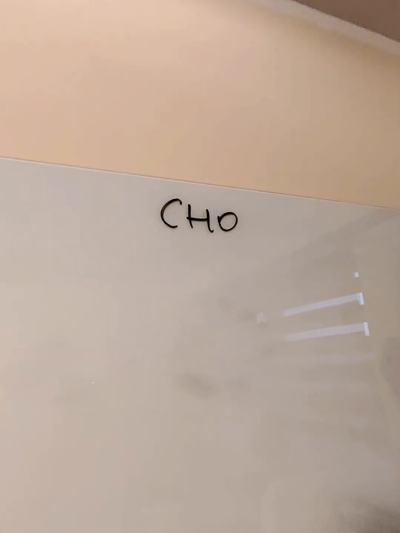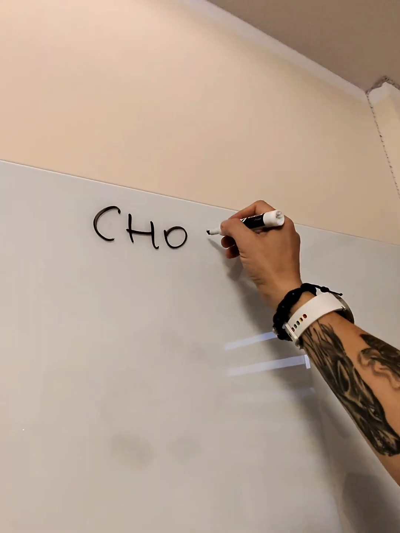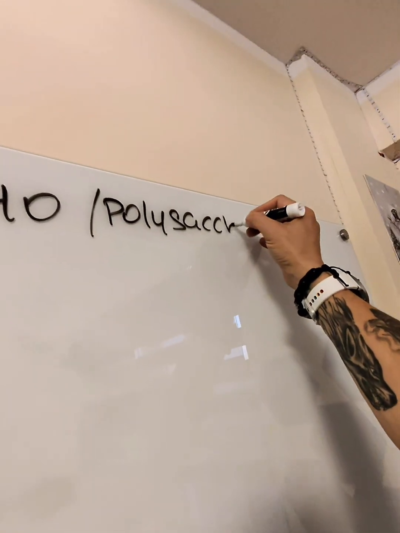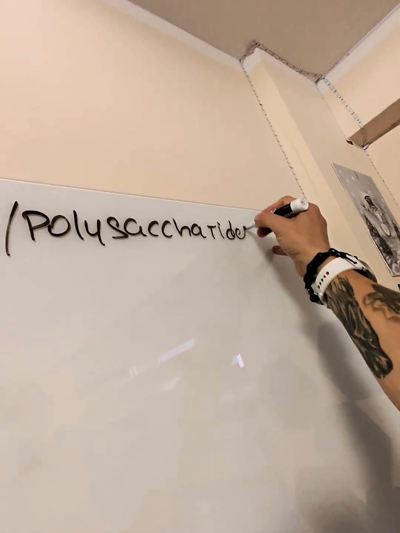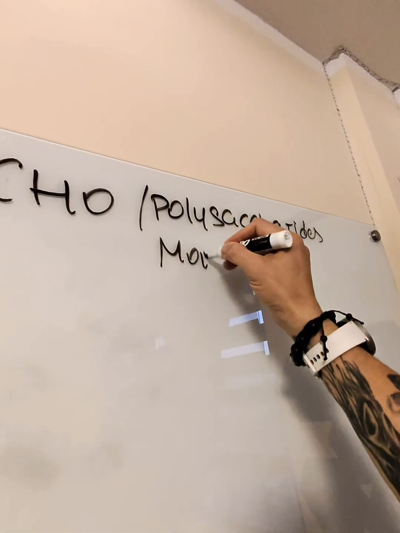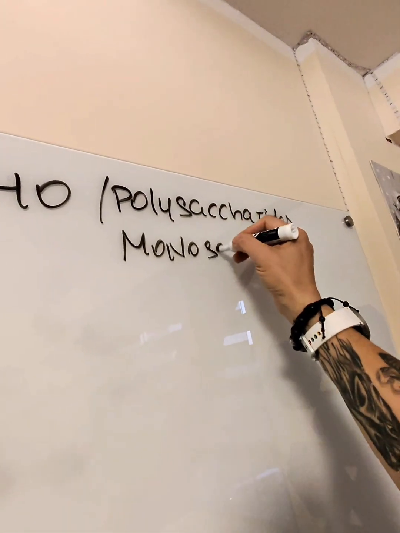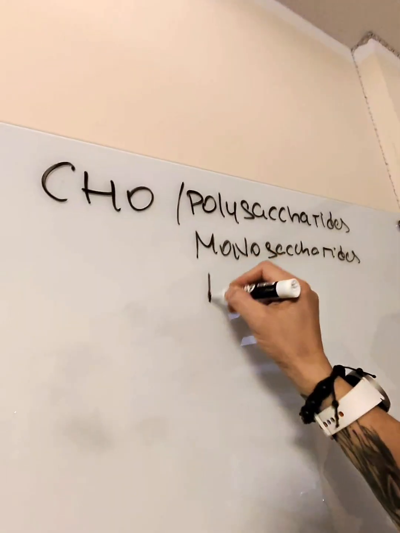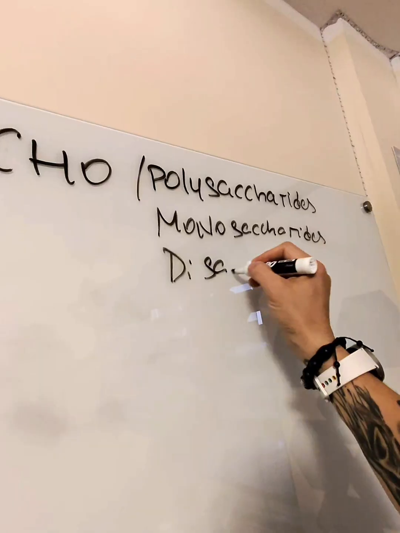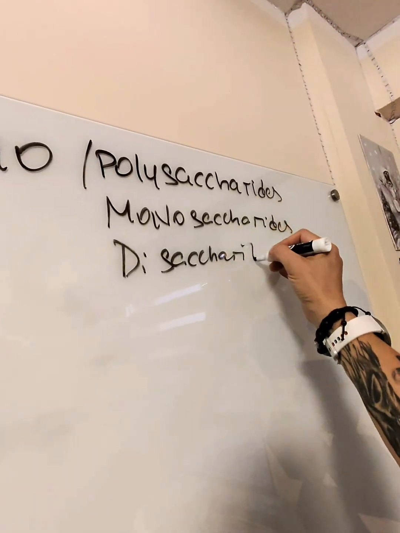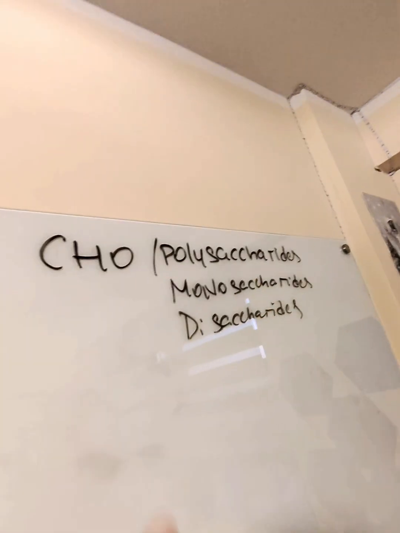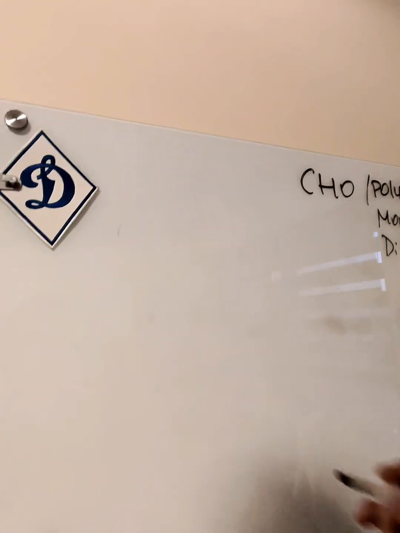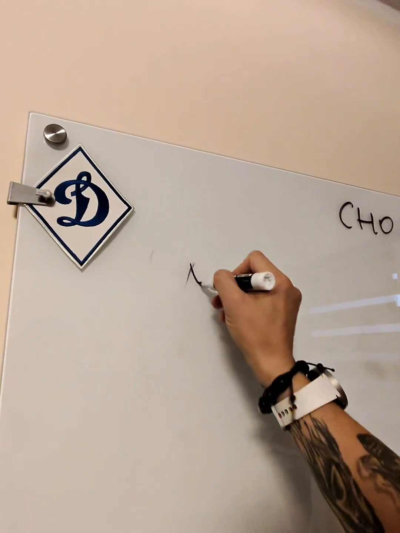So let's look at carbohydrates as polysaccharides, monosaccharides, and disaccharides. Not in order, but we can also refer to carbohydrates as just simply sugars. So mono, right?